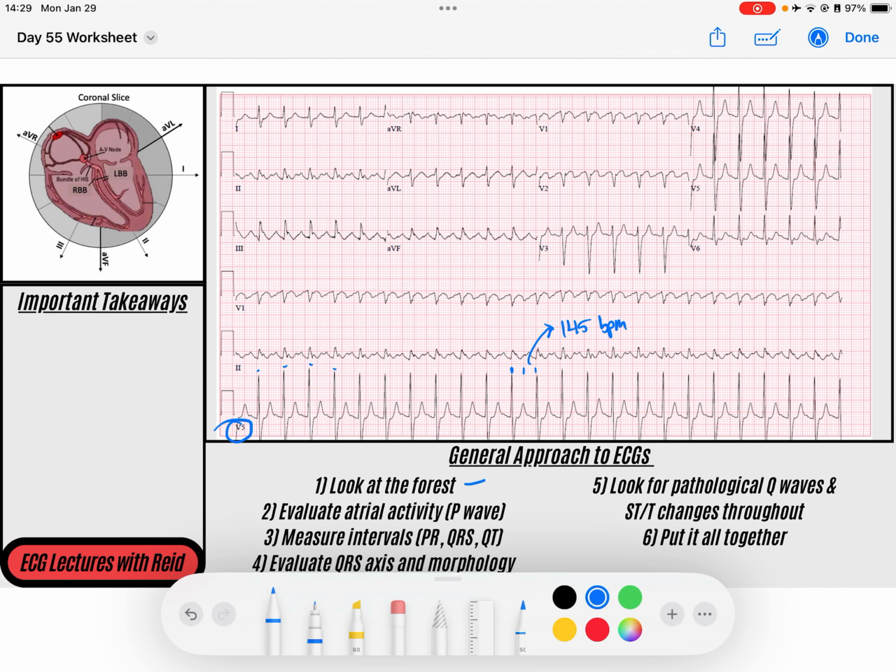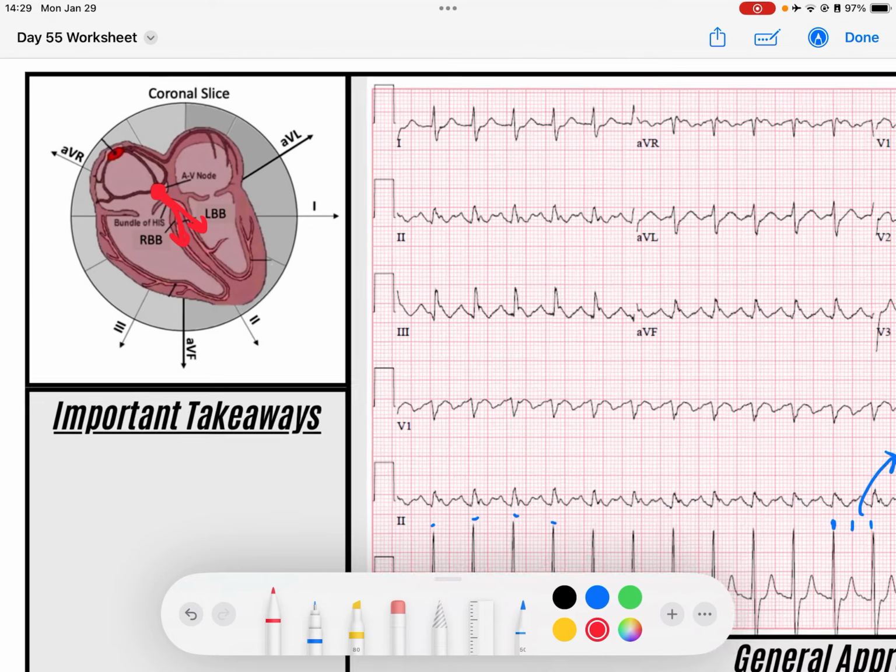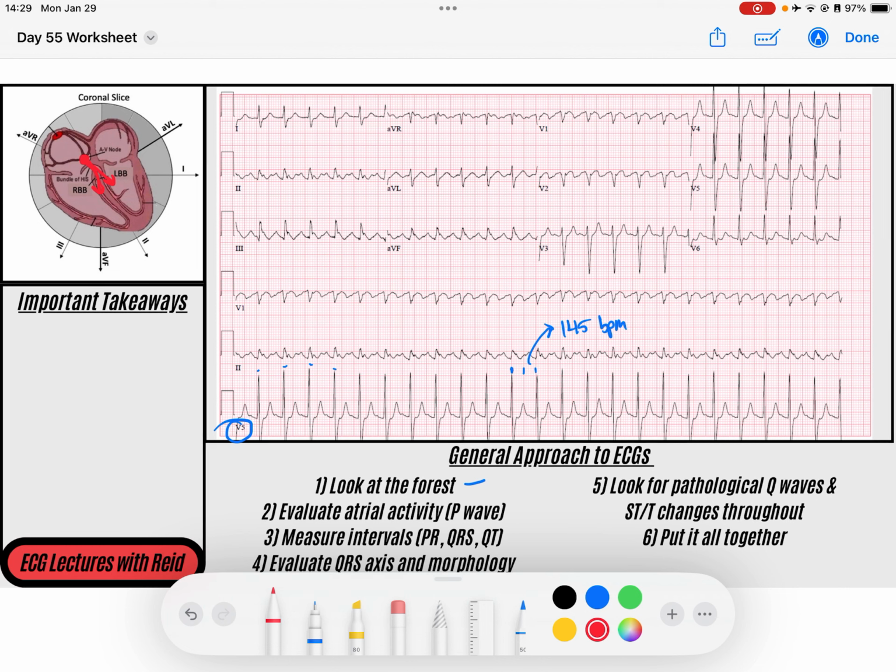So because it's a narrow complex tachycardia, I know that this conduction through the ventricles has to be coming from at least the AV node and higher. So this is a rhythm that is coming from at or above the AV node. So this is above the ventricles.